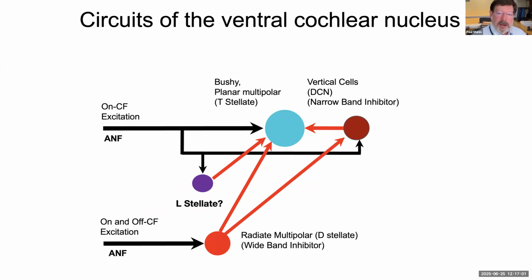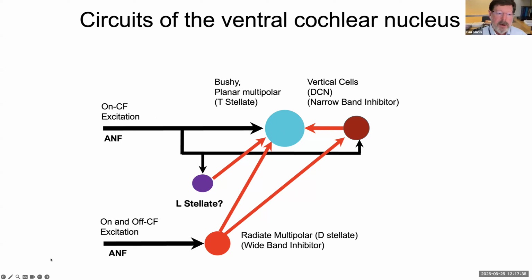So when we look at these circuits, just schematically, you can think of the ventral cochlear nucleus as having this particular organization. We have excitation that's tuned to a particular frequency of auditory nerve fibers corresponding to the isofrequency sheets that ends on bushy cells and planar multipolar or T stellate cells. And those cells also receive input from other cells. So the vertical cells provide a narrow band inhibition input that goes through the dorsal cochlear nucleus, but they're excited by the auditory nerve, and it's basically on CF.